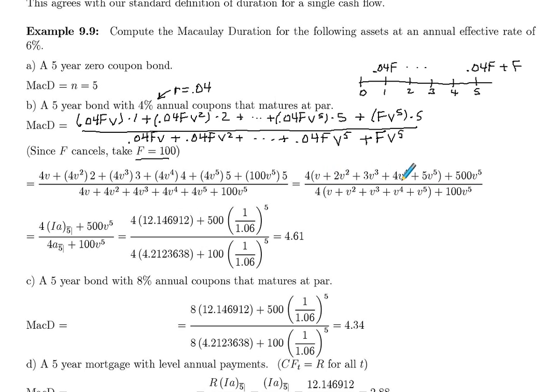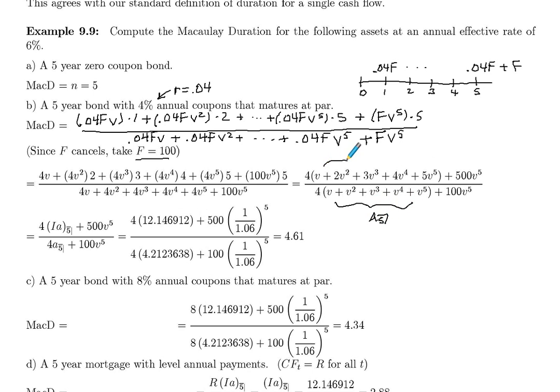And then notice this pattern here. This is 1v, 2v squared, 3v cubed, 4v to the 4th, 5v to the 5th. That's the present value of the increasing annuity with 5 payments starting with $1, and it increases by $1 each period. So that's just 4 times (IA) angle 5. And then this factor stays the same, 500 v to the 5th. And then notice v plus v squared, v cubed, v to the 4th, v to the 5th. That is just (a) angle 5.